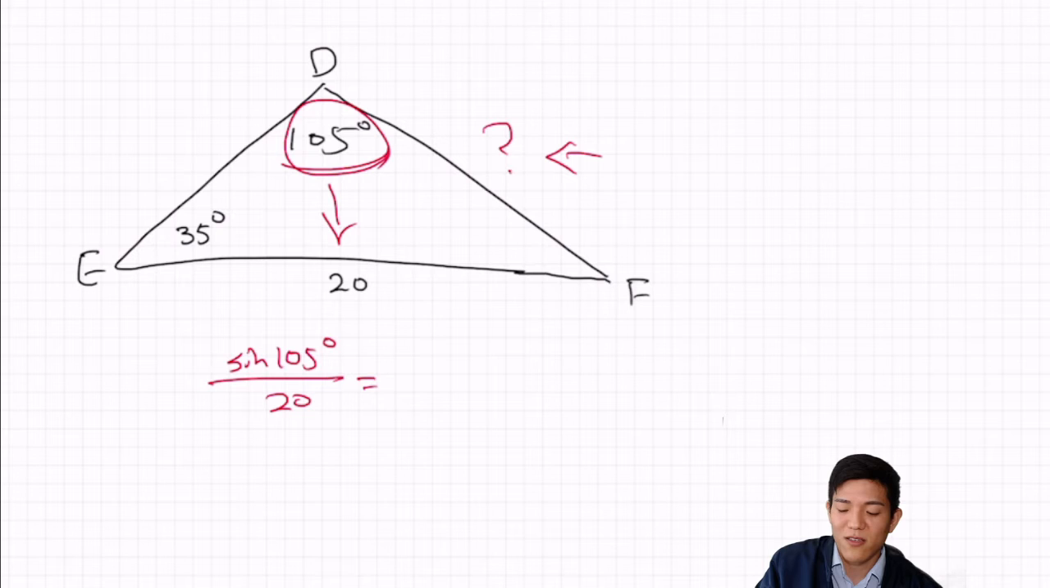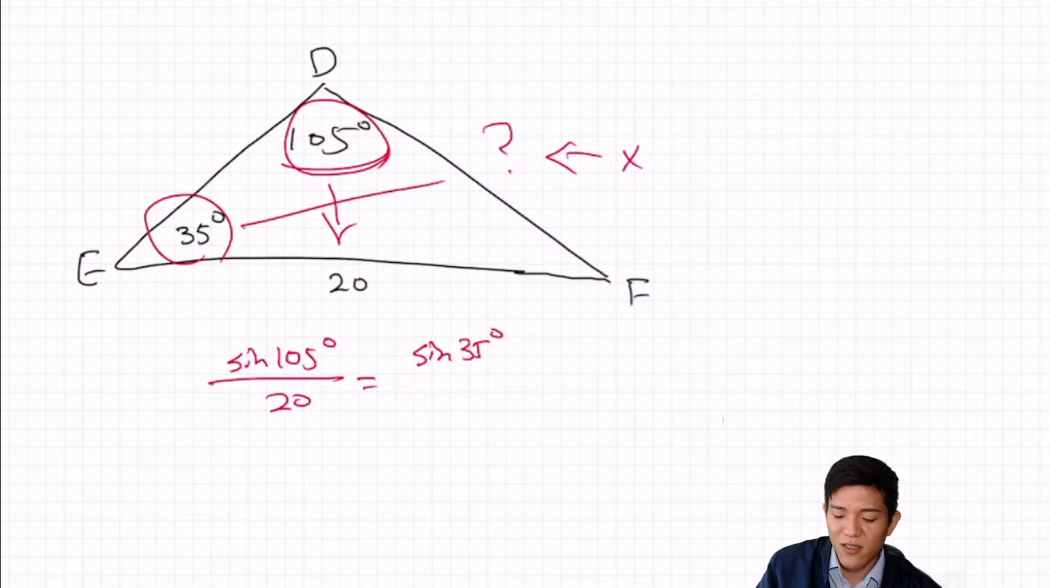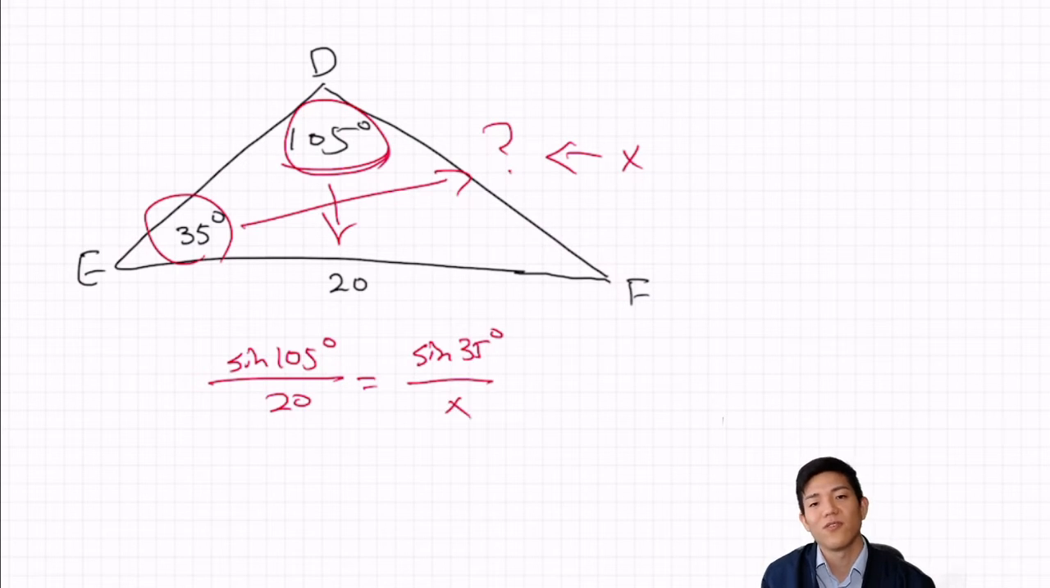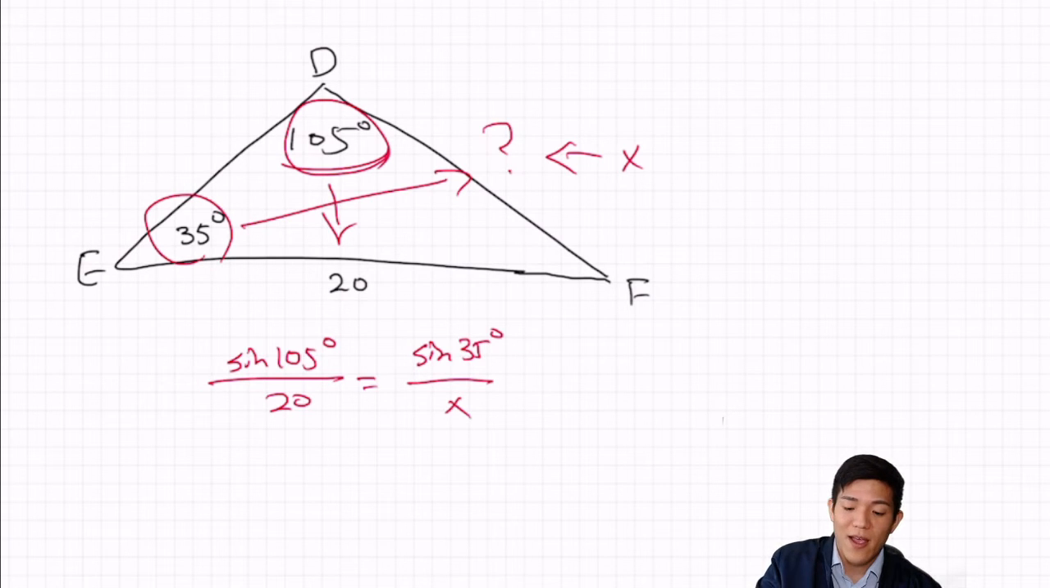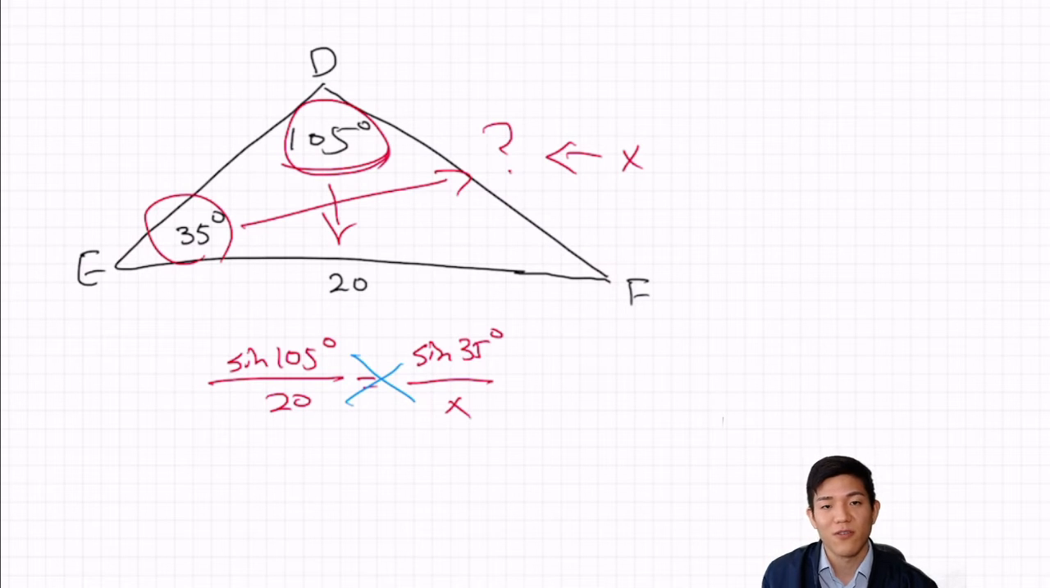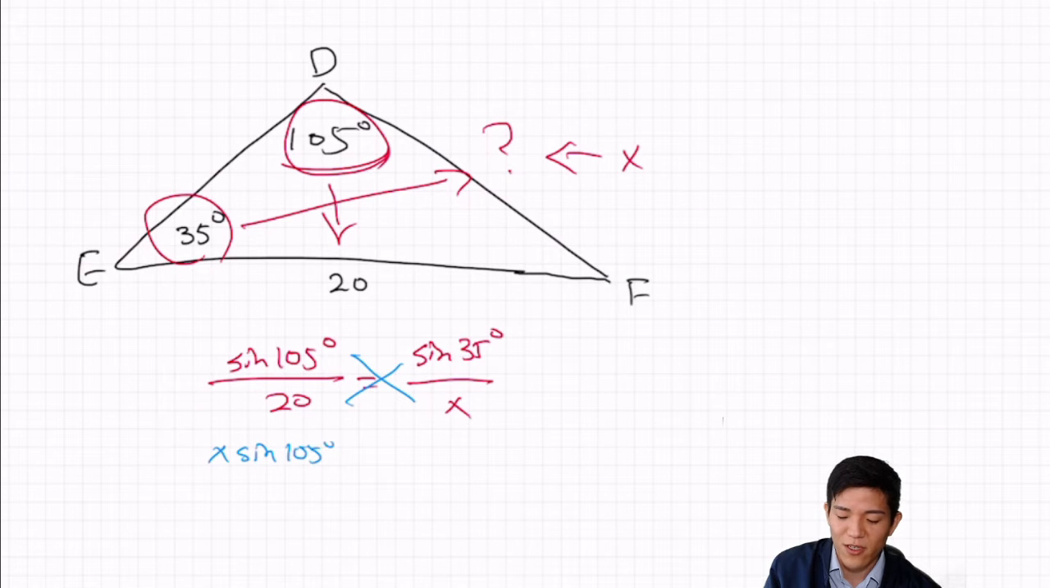And I'm going to call it x. Okay, so then we know the sine of 35 degrees right here, and its opposite side x on the bottom, and so they could be equal to each other in proportion, right? So we use cross multiplication right here, which gives us x times sine of 105 degrees is equal to 20 times sine of 35 degrees.